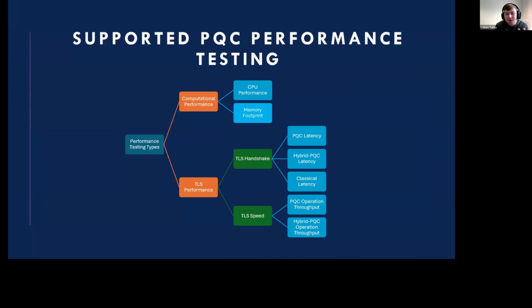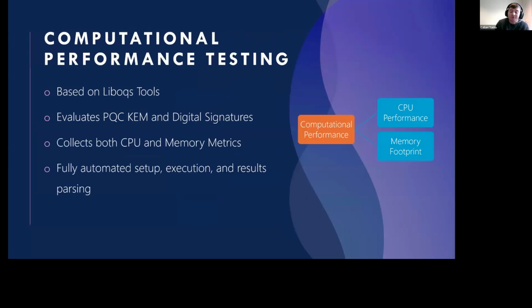So this is an overview graph of the various types of performance testing the framework supports. And there's two main categories of testing. We have computational performance testing and TLS performance testing, which has its own subcategories. So we will start off with the computational performance testing. The framework utilizes the libOQS library for this, and we're able to evaluate PQC KEM and digital signature algorithms that are supported by that library. And then with the tools within it, we're able to collect information on CPU and memory demands of the schemes to understand what challenges we need to consider when implementing these.